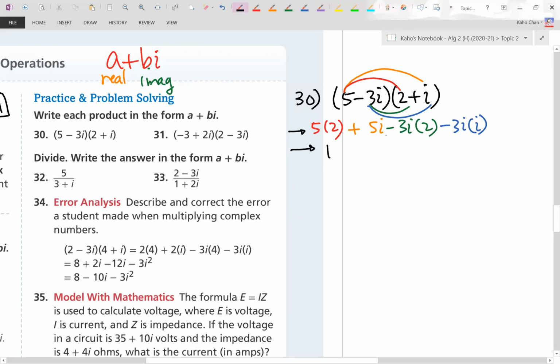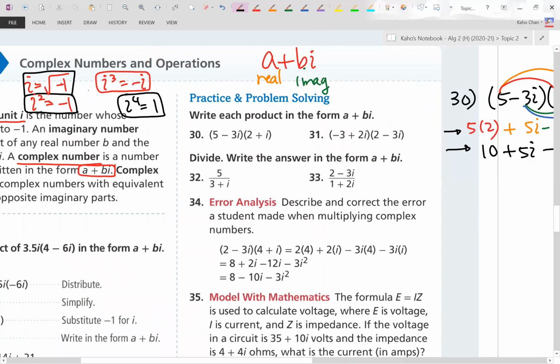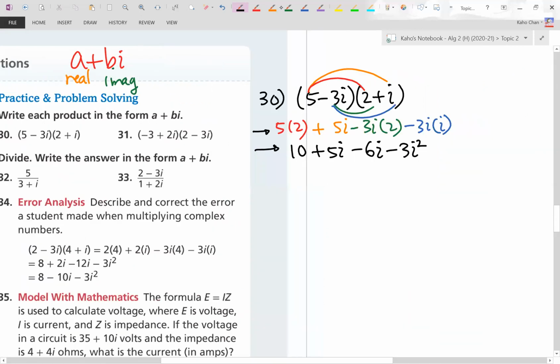5 times 2, of course, is 10, plus 5i, minus 3i times 2 is 6i. And watch out here. -3i times i is minus 3i squared. And from earlier, i squared was -1. That's something that we'll need for this section big time. i squared is -1. Let's clean it up a little more. These can be combined together. -3 times -1 is +3.